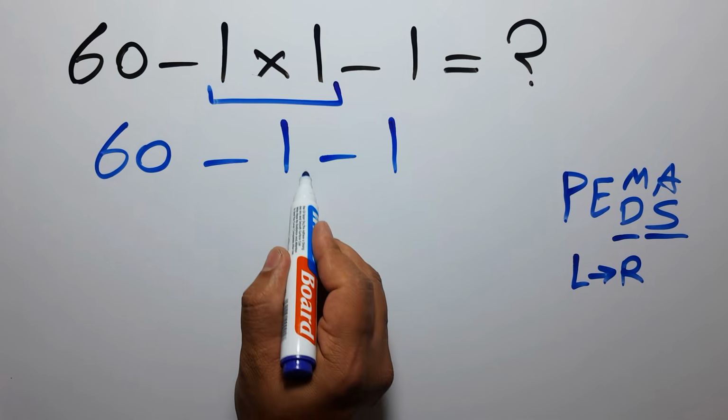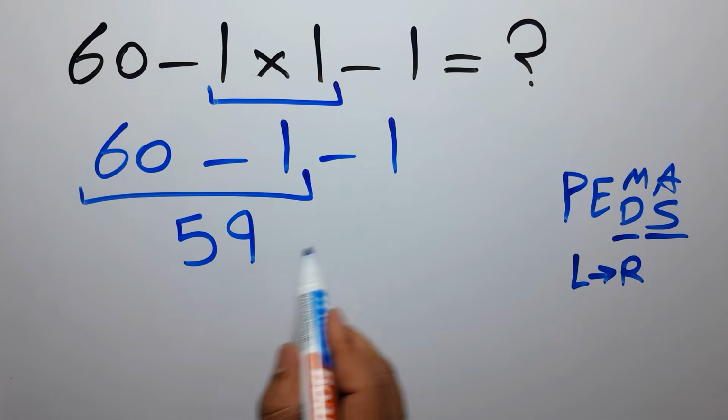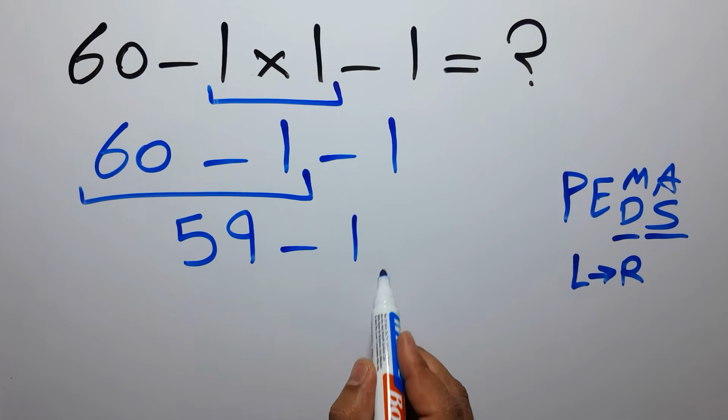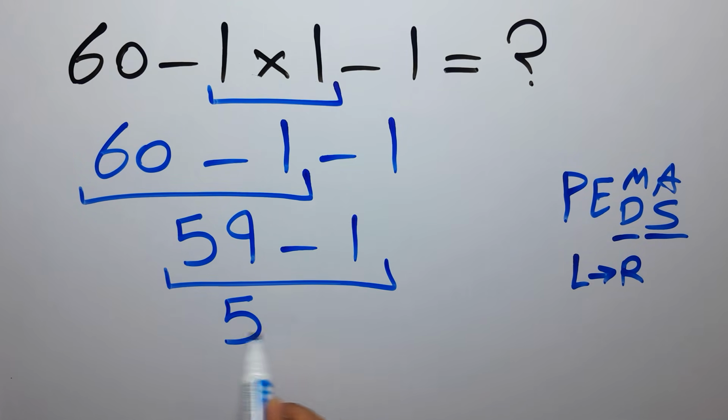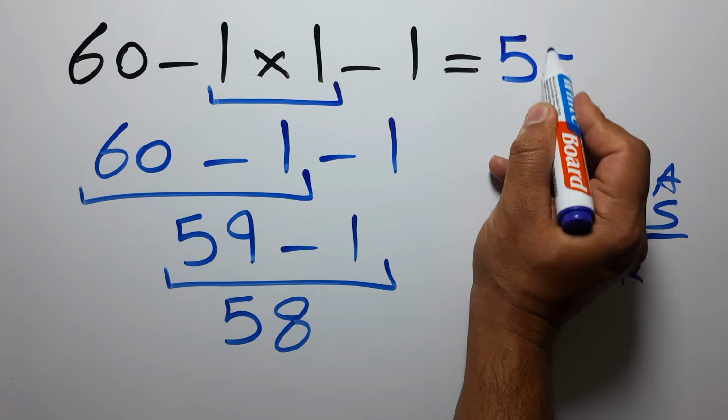60 minus 1 gives us 59. So 59 minus 1, which equals 58. And this is our final answer to this problem. The correct answer is 58.